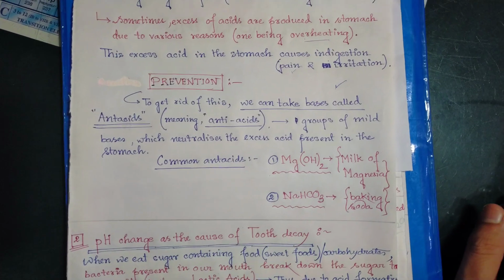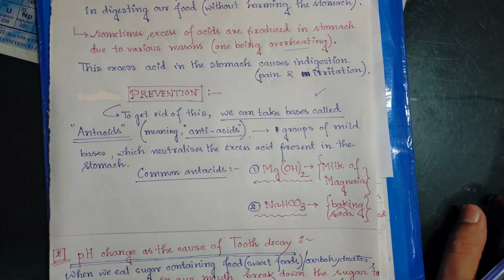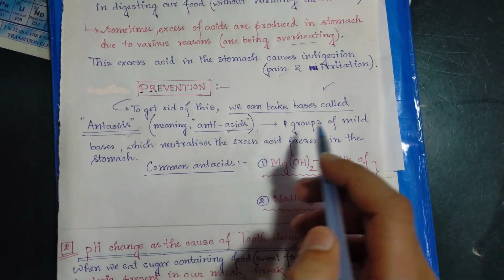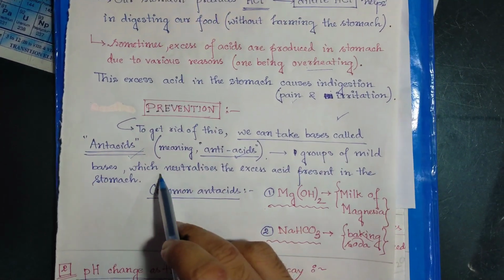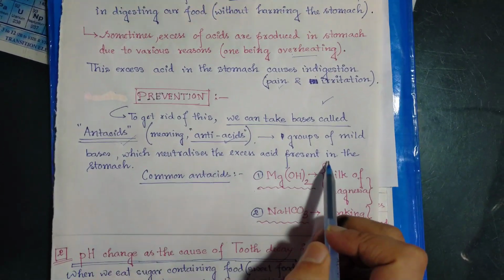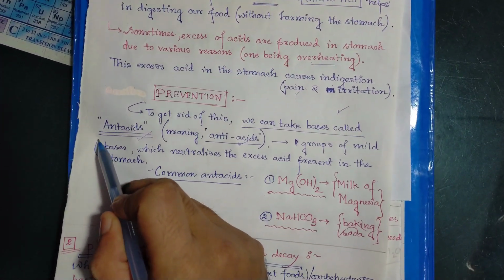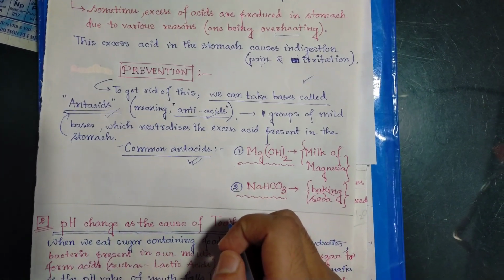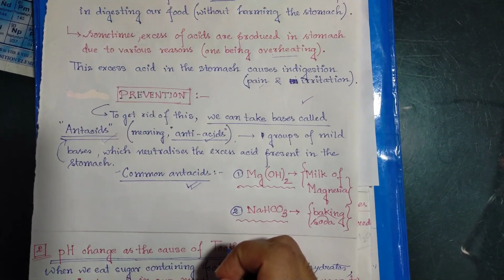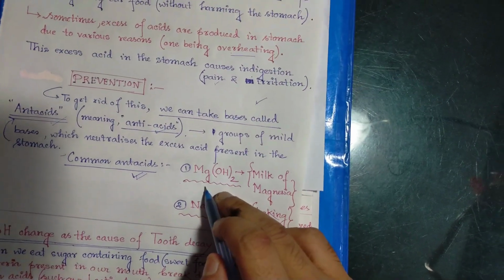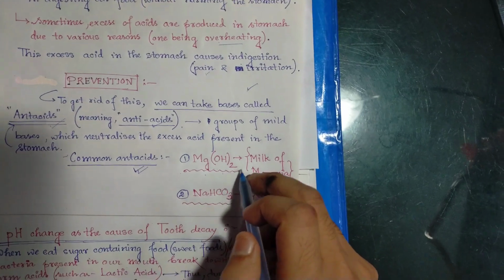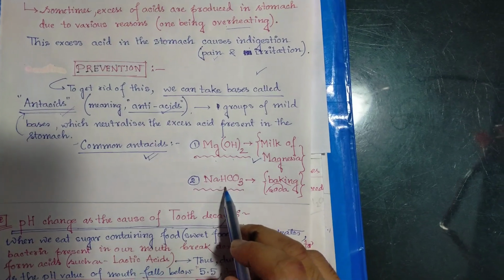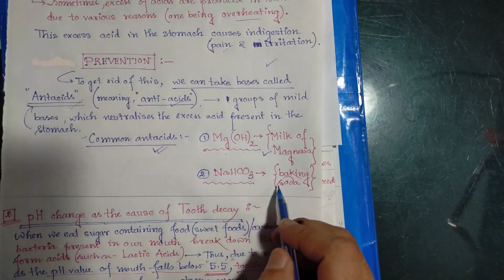Now the prevention. To get rid of these, we take bases called antacids, meaning anti-acids. These are a group of mild bases which neutralize the excess acid present in the stomach. Very common antacids used for neutralizing the excess acid formed in the stomach are magnesium hydroxide, Mg(OH)2, which is called milk of magnesia, and the second one is sodium hydrogen carbonate, NaHCO3, which is called baking soda.